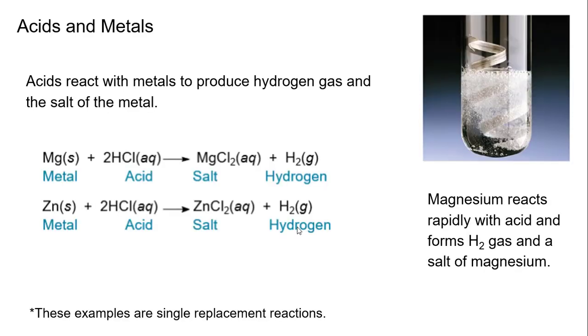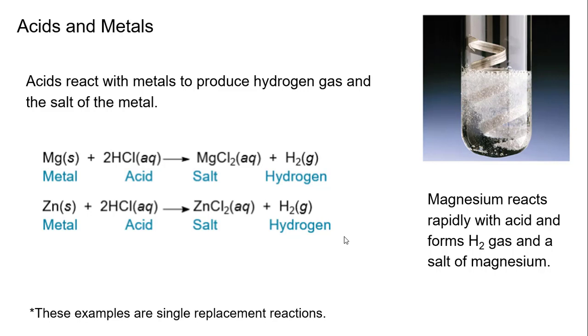So acids will react with metals. As you can see here, these are single replacement reactions. We have magnesium metal, and on the bottom we have zinc metal. And when they come into contact with HCl, they will kick the hydrogen out and replace it. And hydrogen, in its natural state, is a diatomic gas, so it will leave this reaction. That's what you see, the bubbling in the pictures, as a gas. It's leaving the chemical reaction.